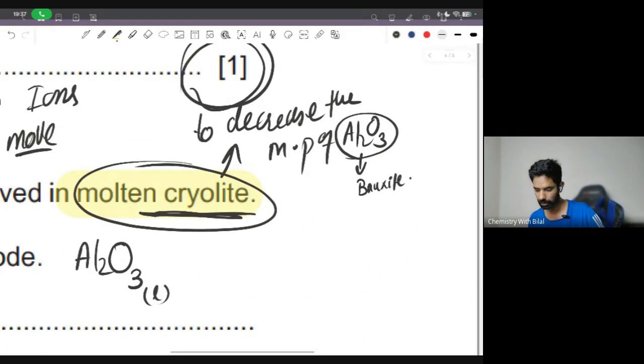Okay. Imagine this is in the molten form. आपने इसमें से current pass किया. It will be ionized. It will be ionized to give you different ions. अब aluminum is in group number 3 of the periodic table. तो इसके पे क्या charge आएगा? What charge it would have?